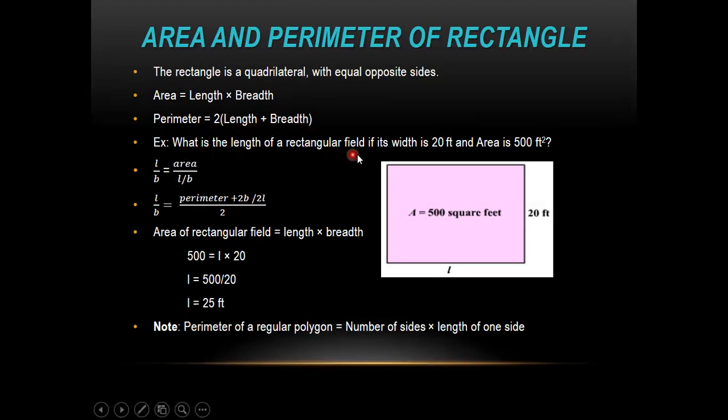Example: what is the length of a rectangular field if its width is 20 feet and area is 500 feet square? The area of a rectangular field equals length into breadth. So 500 equals L into 20. So L equals 500 divided by 20. L equals 25 feet. Perimeter of a regular polygon equals the number of sides into the length of one side.